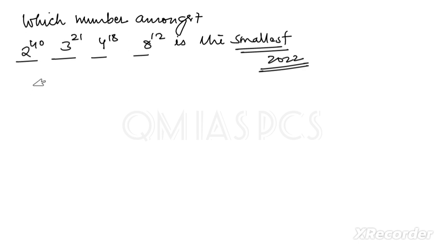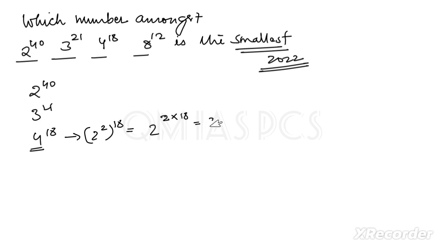It is given 2 power 40, this is 3 power 21, this is 4 power 18. In case of 4 we can write 2 square, so power is 2 multiplied by 18, that is 2 power 36. When you compare this, which one is the smallest? 40 or 36? Obviously 36 is smaller. You can cancel this one.